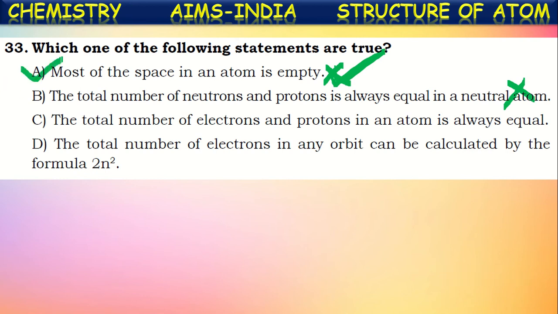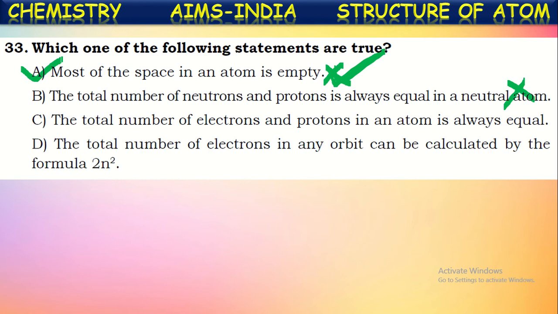Second statement is incorrect. What is that? The total number of neutrons and protons is always equal in a neutral atom. No, we cannot say this. Because some atoms have an equal number of protons and neutrons, but most atoms do not. For many atoms, the number of neutrons and protons is not equal. Mostly, the number of neutrons is 1 or 2 more than that of protons. So it is an incorrect statement.